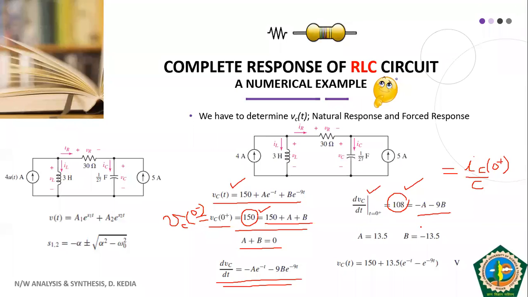So this is also homework for you. You have to find out VC 0 plus equal to 150, and then dVc by dt at t equal to 0 plus equal to 108. If you put all these conditions, you get the values of A and B as A equal to 13.5 and B equal to minus 13.5. So by substituting these values, your final answer will be this one.